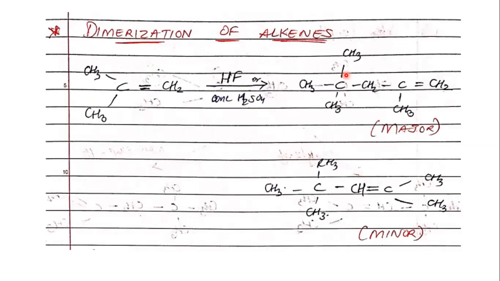The last reaction for today's lecture is nothing but dimerization of alkenes. It is quite simple. How can one alkene attack itself to form a complex, or an addition product of two or more alkenes? I've taken a substituted alkene here in the presence of HF or H2SO4. These are the two products that are going to be formed. One is a major product, another is a minor product.